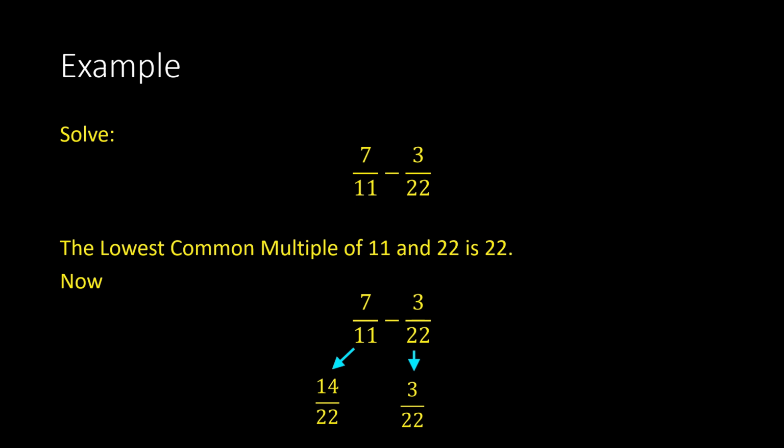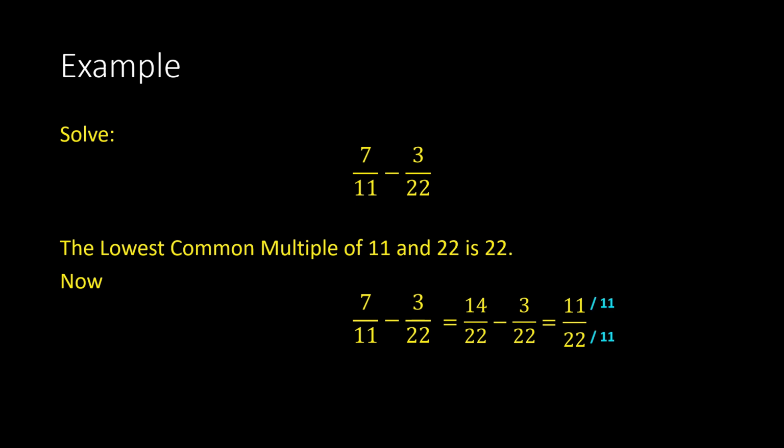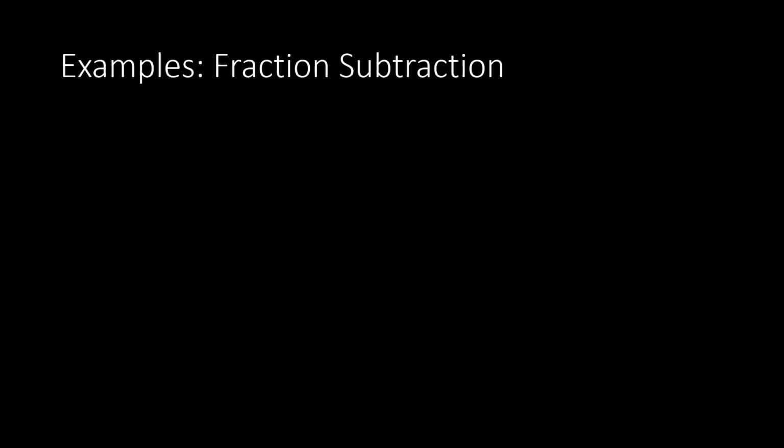Now subtract the numerators to give 11. We have 14 minus 3 here, so that's of course 11. And we leave the denominators alone to give 22. Notice that the numerator and denominator have a common factor, 11. So divide both the numerator and denominator by 11 to give 1/2. The fraction is now in its simplest form. Let's now take a look at some more examples of fraction subtraction.